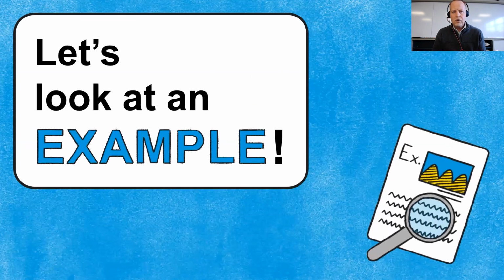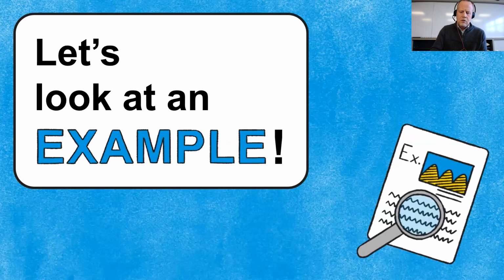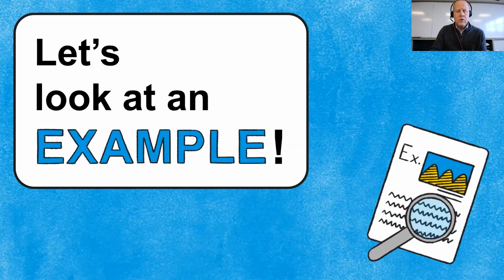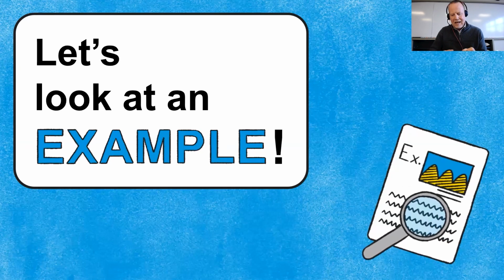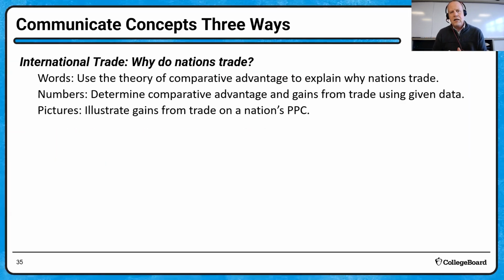Let's look at one more example. So we've done output gaps, we've done fiscal policy. Now let's go a little further. Let's open up the economy. Let's think about international trade. Why do nations trade? We should be able to answer why nations trade verbally, numerically, and graphically.